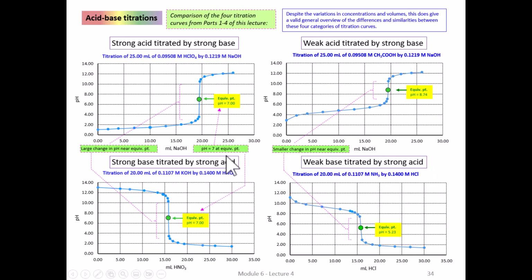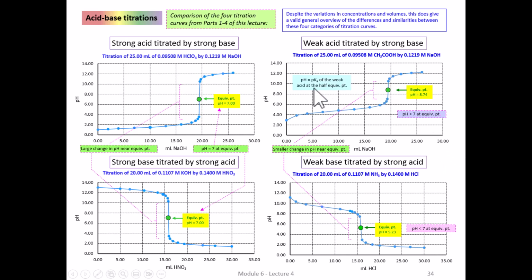Of course, we drilled into you that the pH should be equal to 7 at the equivalence point when the reaction involves a strong acid and a strong base. When we have a weak acid in the flask being titrated by a strong base, the pH should be greater than 7 at the equivalence point. When we have a weak base in that flask titrated by a strong acid, the pH should be less than 7 at the equivalence point.